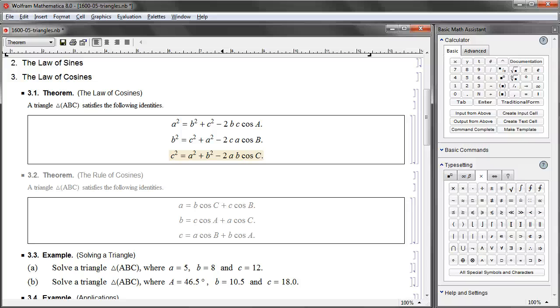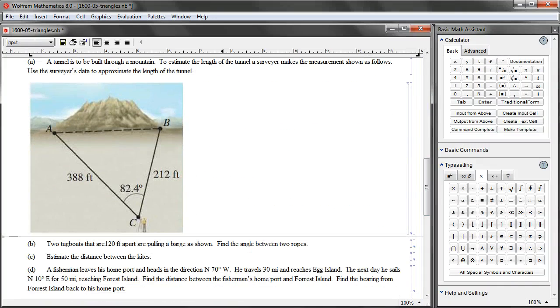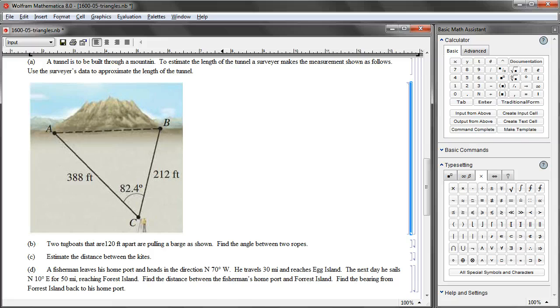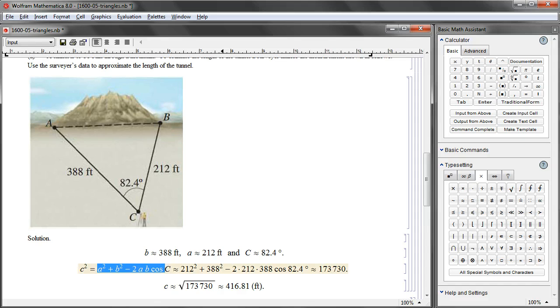Everything in the right-hand side is known. Left-hand side is small c squared. After calculating out, just take the square root. It's an easy computation. Here it is. Plug everything in, and then use the calculator, and then take the square root. We're going to have 416.8 feet, approximately speaking.